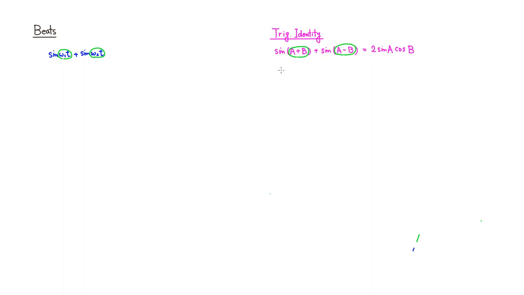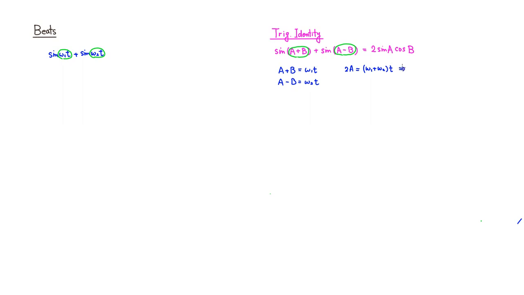So set a plus b to be omega 1t, and a minus b to be omega 2t. Then if you add them up, we get 2a. So add these two equations up, and you're going to get 2a is equal to omega 1t plus omega 2t. I'm going to write it as omega 1 plus omega 2, times t.